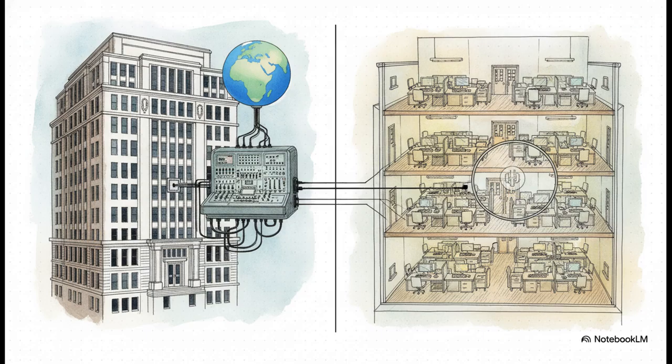But a private IP, that's more like your personal extension inside the office building. It's used internally on your local network, it is not directly routable on the public internet, and it looks a lot more like the familiar 192.168.1.10 that you probably use at home.